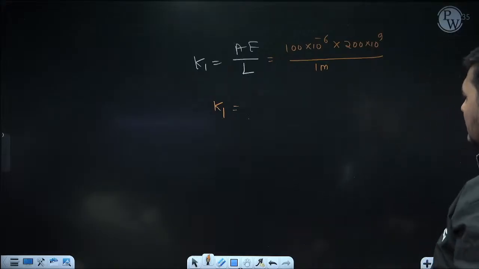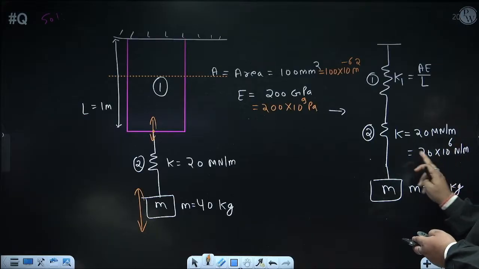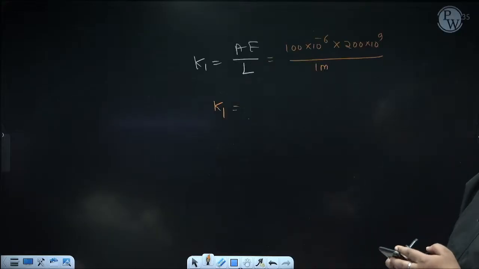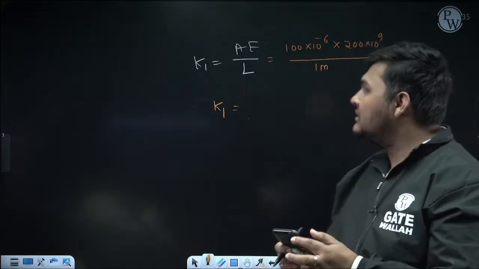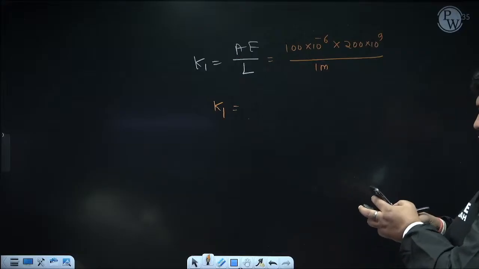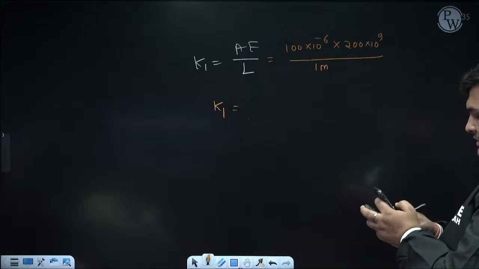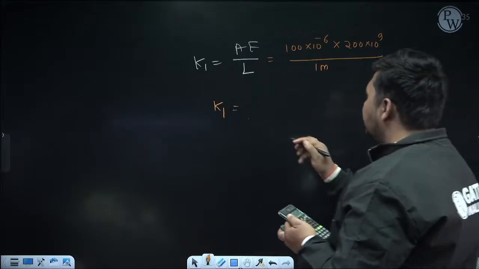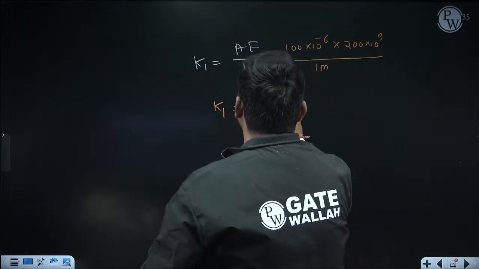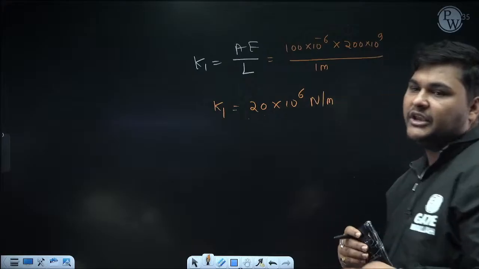Since we know this stiffness is in the order of 10 to the power 6, I suggest calculating this also in the 10 to the power 6 order. It will be easy for calculation. 100 into 10 to the minus 6. So we are calculating this in the 10 to the 6 order. It is coming 20 into 10 to the 6 Newton per meter. Yes, so this is K1.